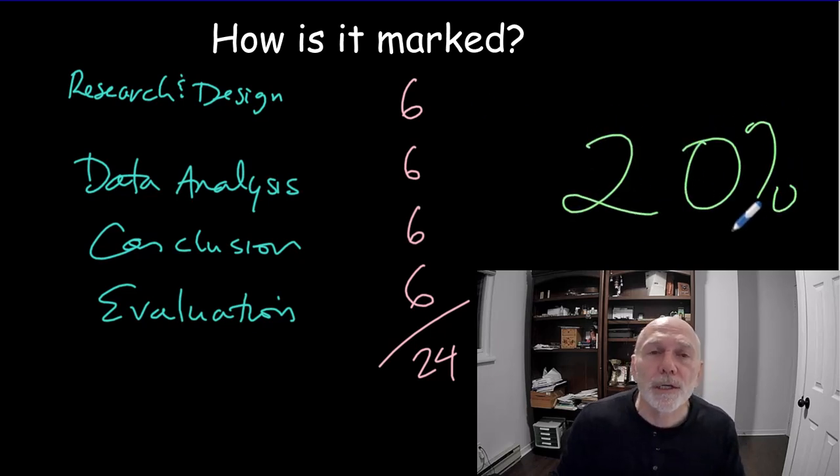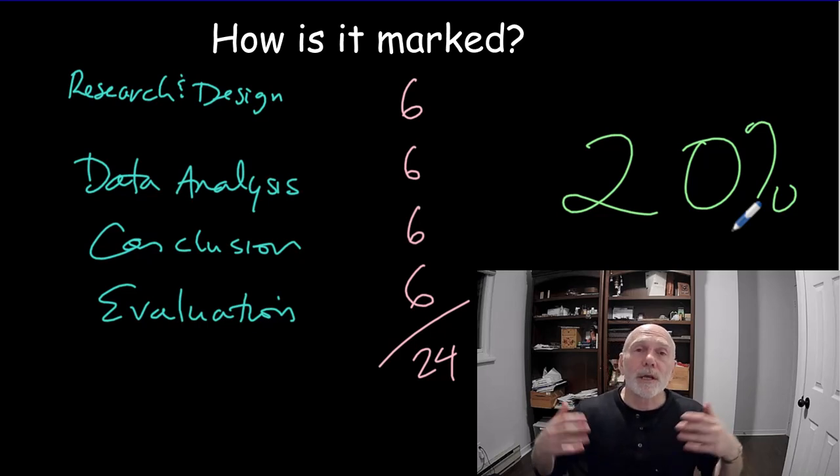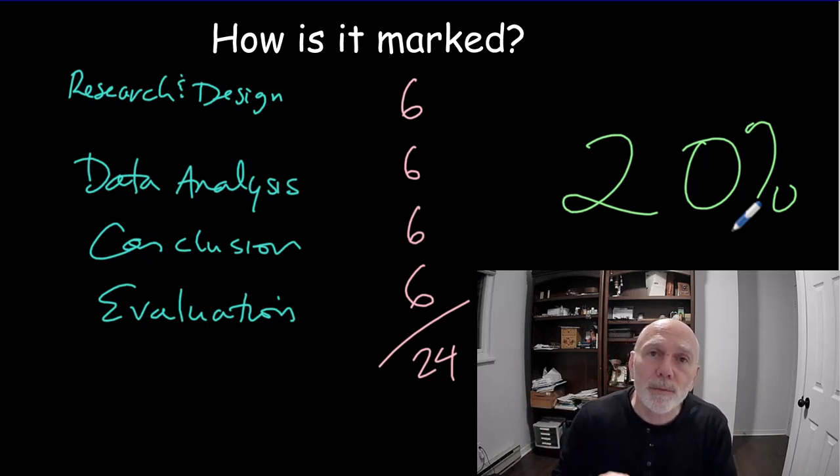The overall weighting percentage of the IA is 20%. That is, this IA will constitute 20% of your final overall IB mark.